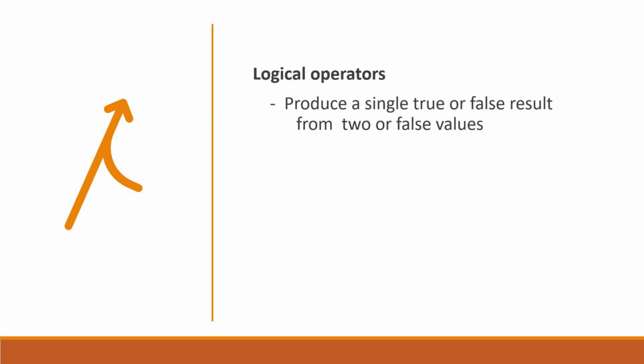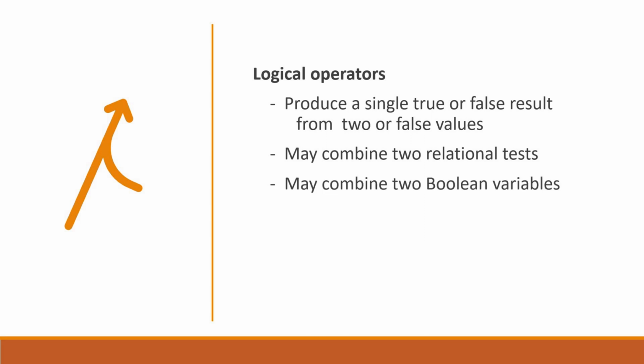One of the most common things we'll do is combine 2 relational tests. So we can do one relational test, combine it with another to arrive at a single result. But we can use it with any pair of true or false values. So we can also use logical operators when we're dealing with multiple Boolean variables. Again, we're simply combining 2 true or false values to arrive at a single true or false value.